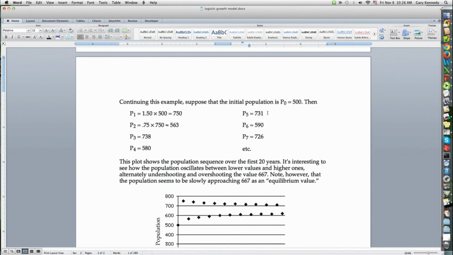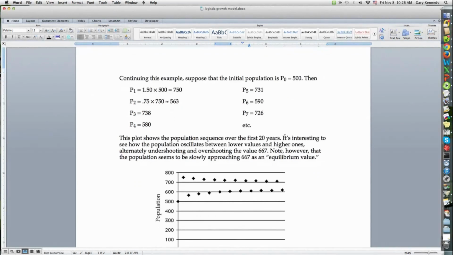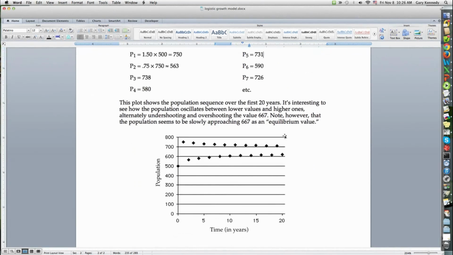Now maybe you can look at this sequence of numbers and discern a pattern, but I recommend, as always, if you really want to understand what's going on, make a plot of your sequence. And here it is. Here's a plot of the population sequence over the first 20 years. And it's interesting to note that the population is seesawing back and forth. First it goes up, then it goes down, then it goes up, then it goes down, then it goes up, then it goes down.